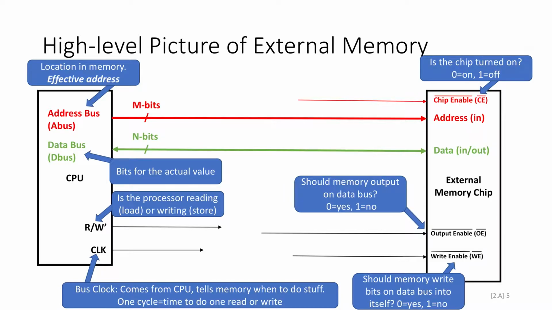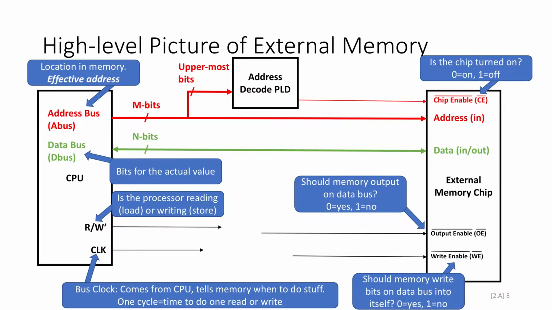Now, you'll notice that there are missing connections here, right? I haven't shown you how you actually get at the chip enable bit. What typically happens is the uppermost bits of your address can go into some kind of decode PLD, programmable logic device, that takes a look at those bits and decides, should I turn on this memory chip based on the address the CPU is looking for? This is useful in particular if you have a multi-memory chip system. Let's say you've got 2 memory chips, and one of those chips is going to be responsible for all of the lower addresses in your address space, and one of those chips is going to be responsible for all of the upper addresses in your address space.